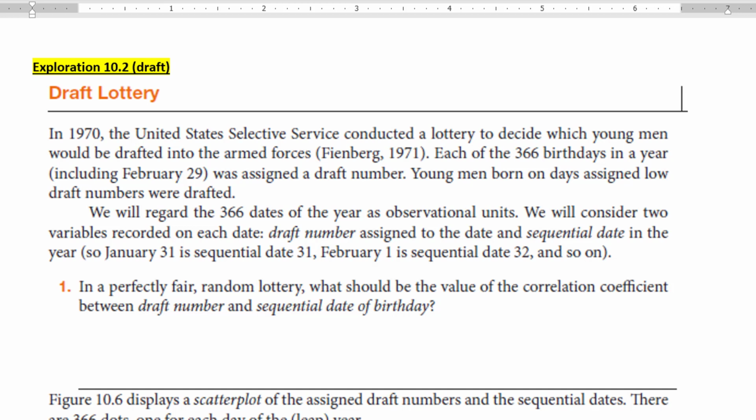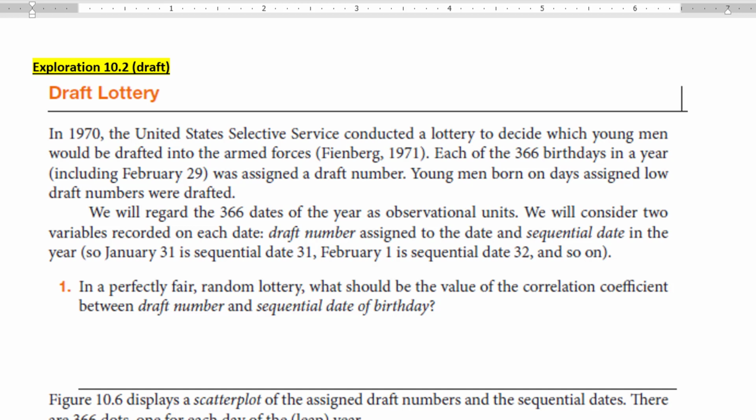Young men born on days assigned low draft numbers were drafted. And if you were assigned a high draft number, it was unlikely you were drafted. So you didn't want to get a draft number like 1, 2, 3. You definitely wanted to get a draft number like 365 or 366.